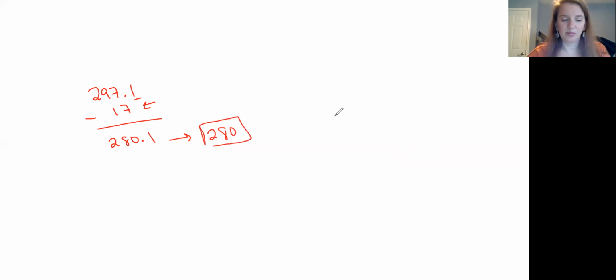In our final example, let's say we have 16.86 minus 9.9. We plug that into the calculator, we would get 6.96. This one has 2 numbers after the decimal. This only has 1, so our answer can only have 1 number after the decimal. So we're going to round to this position here.